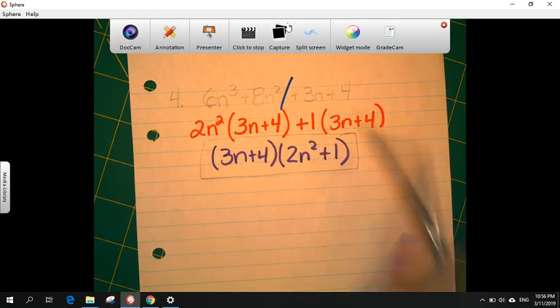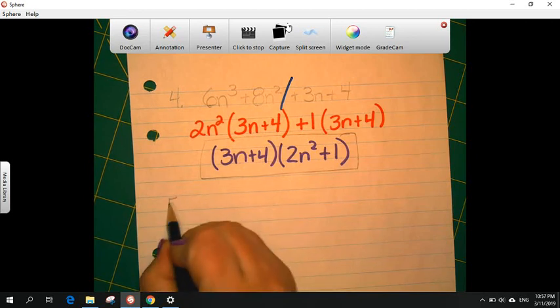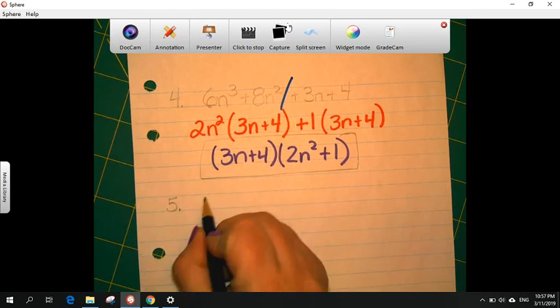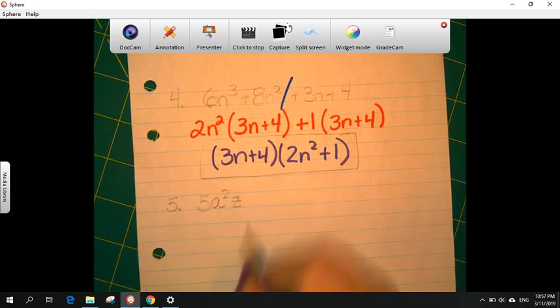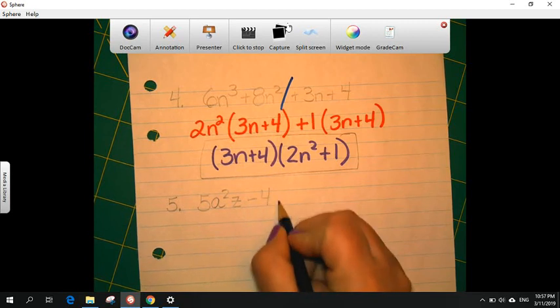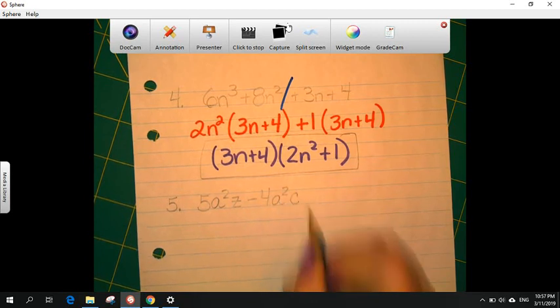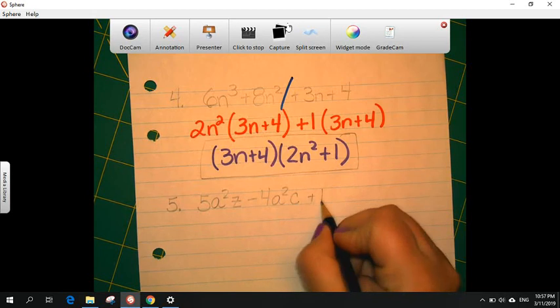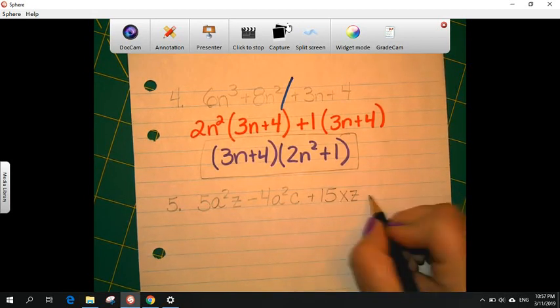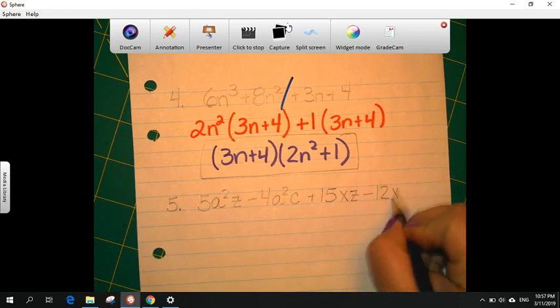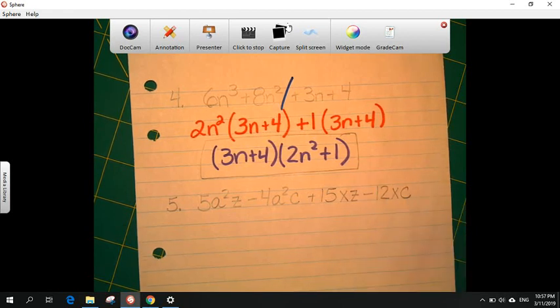All right, one last one, and it looks really ugly, but it's one from your homework, and it's actually not too bad. So last problem I'm going to do with you. 5a squared z minus 4a squared c plus 15xz minus 12xc. That looks really complicated, but just take it piece by piece.